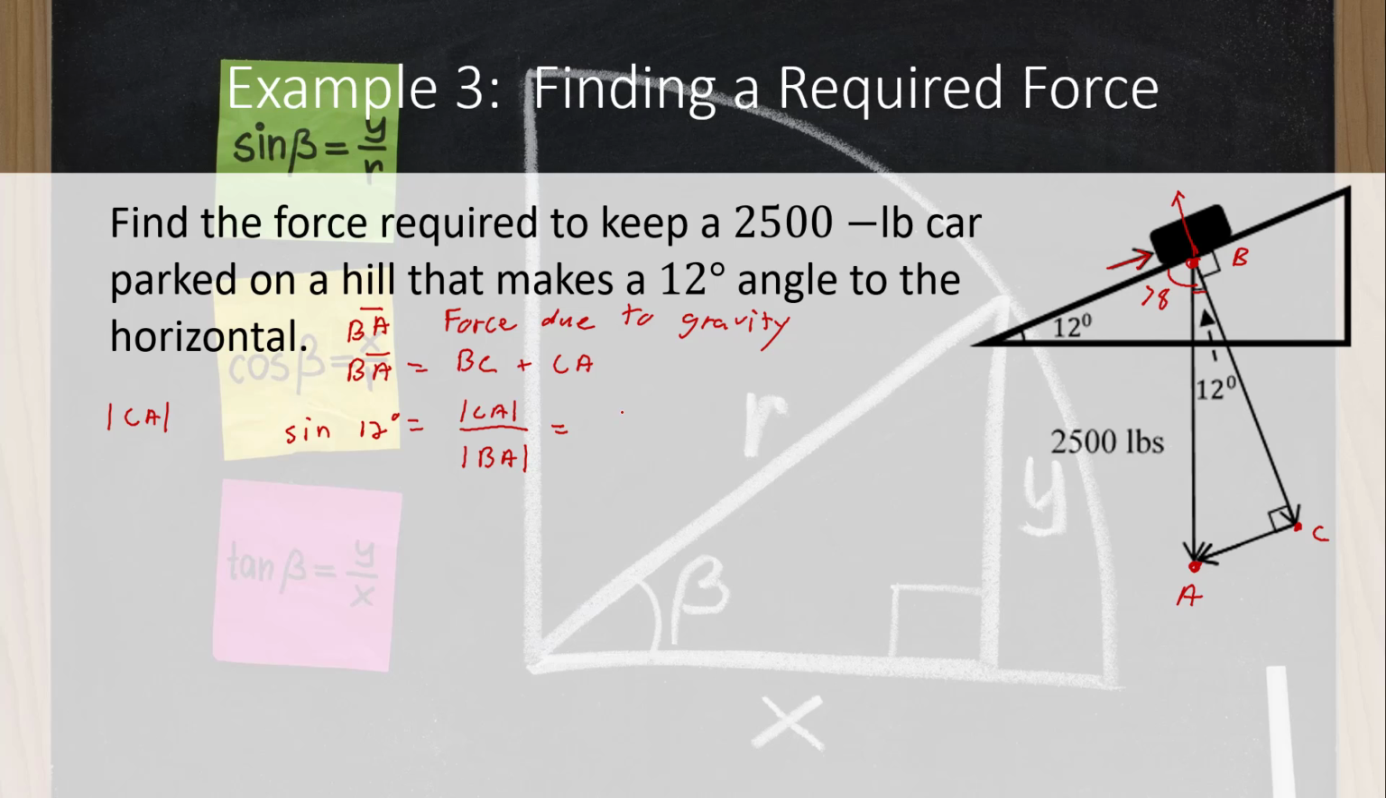Well, CA, we don't know what CA is yet. That's what we actually need to find. We know what BA is, that's 2,500. So now we can solve for CA, and that would give us that the magnitude of that particular vector is going to be equal to 2,500 times the sine of 12 degrees. And that will give us 519.7 pounds, and we could round that to 520 pounds. And that would be our answer for this particular problem.